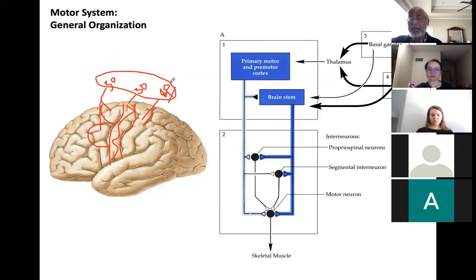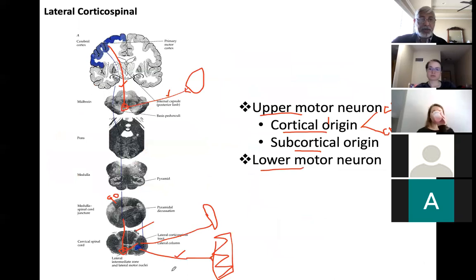Okay, let me make it simple. Which white column of the spinal cord will they be positioned? So won't they be in the anterior part and travel down? Good. They will be in the anterior white column, right? See, this is the anterior white column, this is the dorsal white column, this is the lateral white column, right?